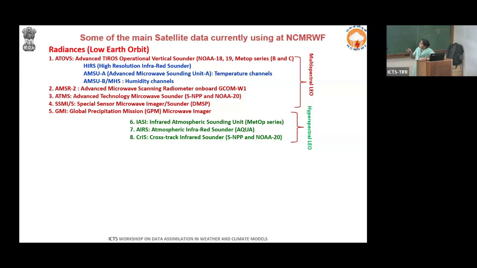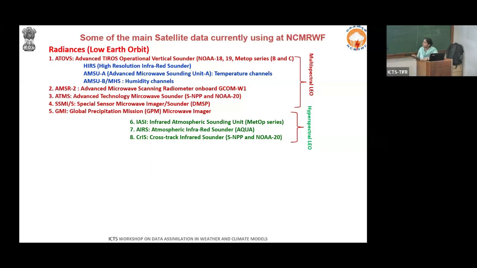These, if you see, are in the multispectral LEO, where the channels are limited. For ATOVS, HIRS is a 20-channel sounder in the IR and visible region: 19 channels in the IR region and 1 channel in the visible. AMSU-A is a 15-channel microwave sounder for temperature soundings, and AMSU-B or MHS is a 5-channel humidity sounder. So if you consider all these together, there are 40 channels: 20 in HIRS, 15 in AMSU-A and 5 in MHS.